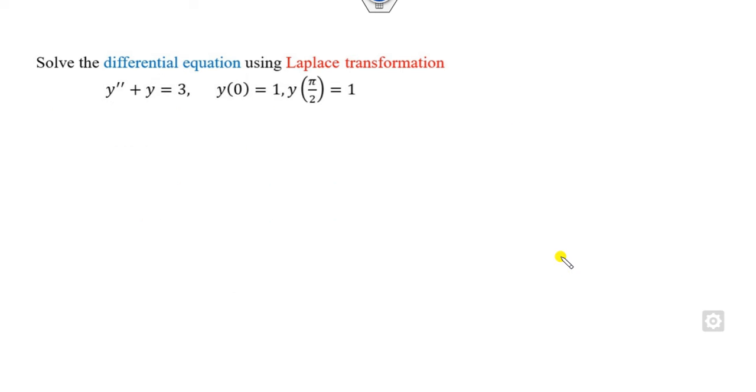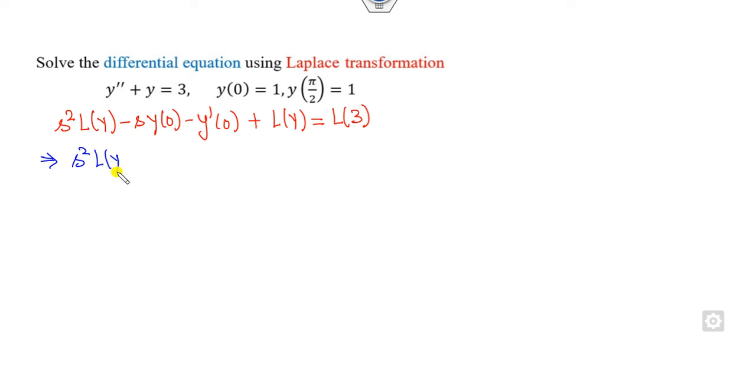Okay, look at this another one. Again I can apply the Laplace transformation. So s square L y minus s y0 minus y dash 0 plus L of y, which is L of 3. Now I can substitute the values. y of 0 is my 1. y dash 0 is not given to you, so I can simply take y dash of 0 as my k. So minus k plus L of y. Laplace of 3 will be 3 over s.